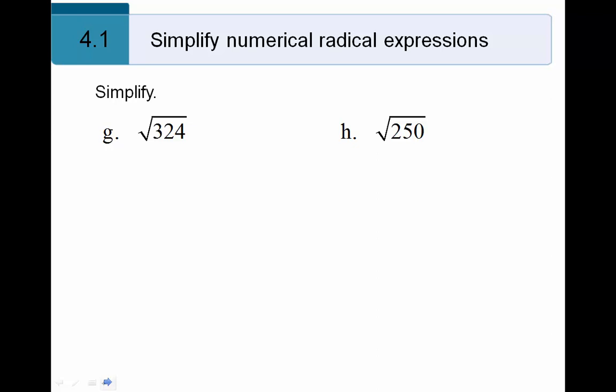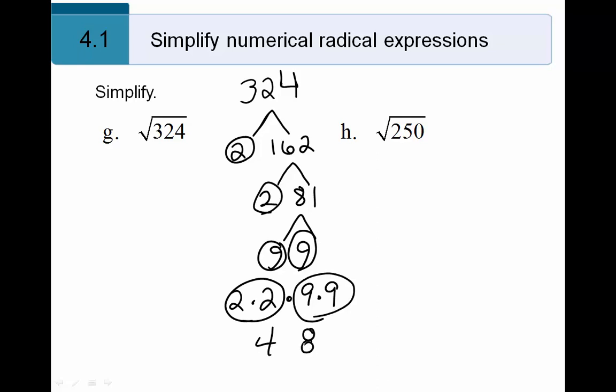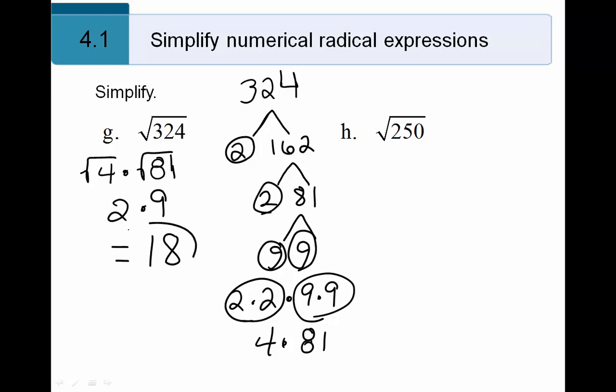Because when I did a factor tree for this, if I break this down into 2 and 162, and then 162 goes to 2 and 81, and then 81 goes to 9 and 9, you see all you end up with is pairs. You have a 2 multiplied by 2 and a 9 multiplied by 9. So that's a perfect square 4 and a perfect square 81, which means this would equal radical 4 times radical 81, which is just 2 times 9, which is equal to 18.